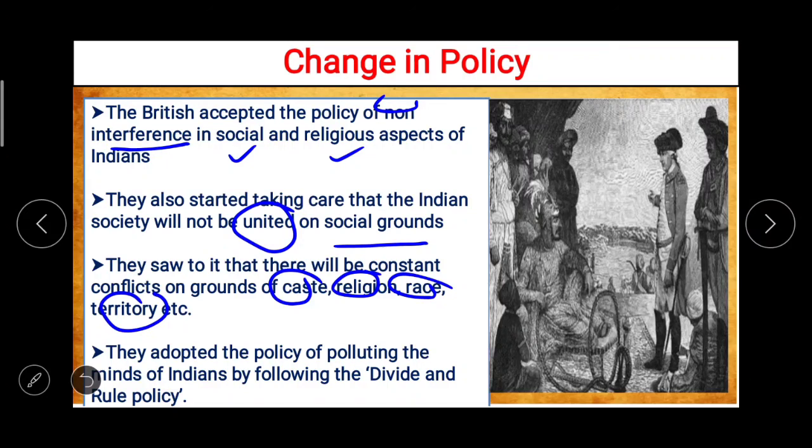They adopted the policy of polluting the minds of Indians by following the divide and rule policy. This was the key of the British government, divide and rule. Due to the freedom struggle of 1857, the Indians felt the need of giving a united fight against the British rule, and the freedom struggle of 1857 became an inspiration of the Indian freedom movement. But about that we'll talk in the next session and in the next topic.